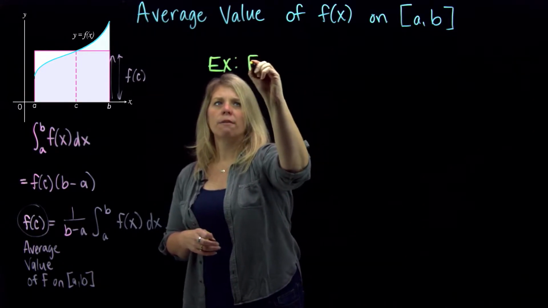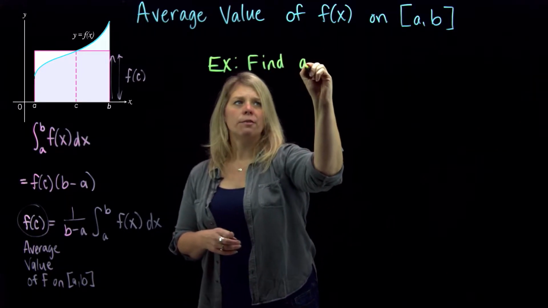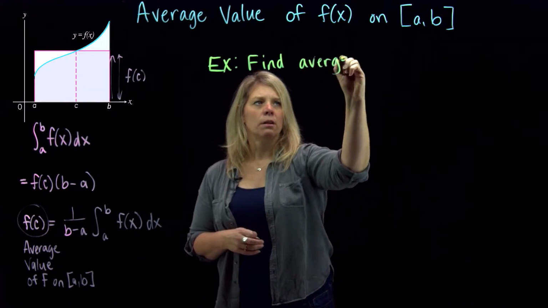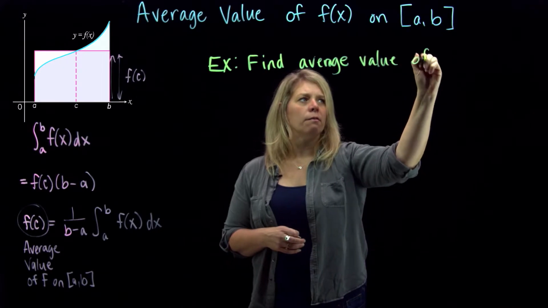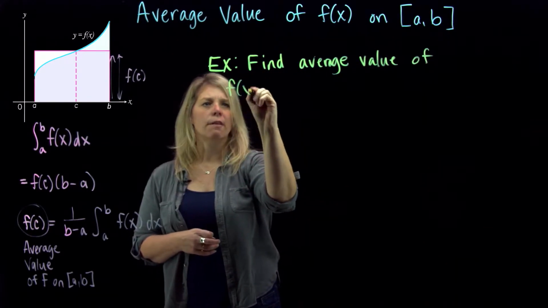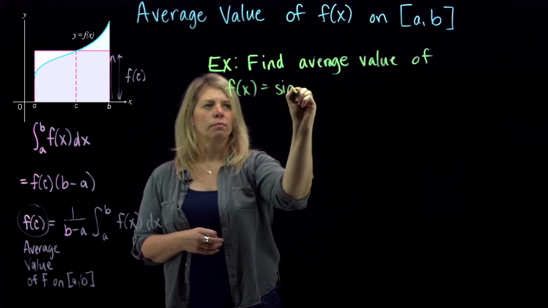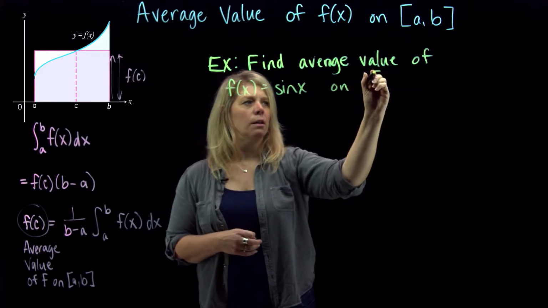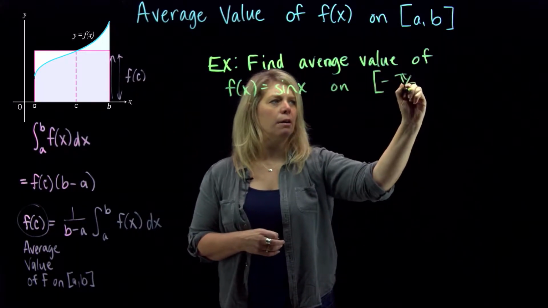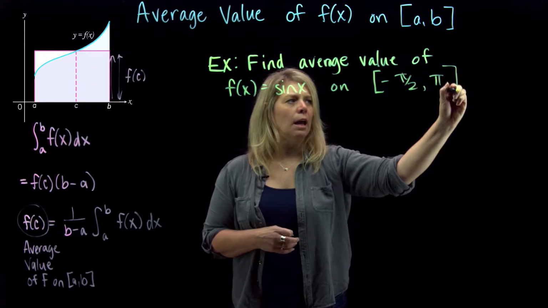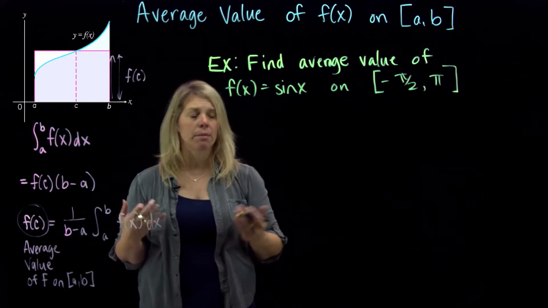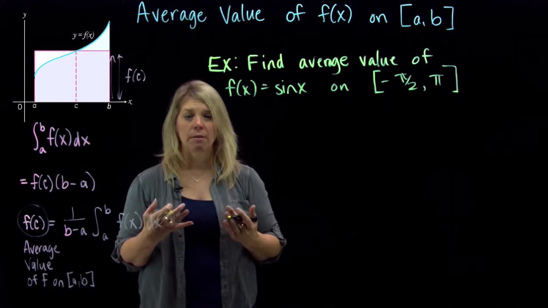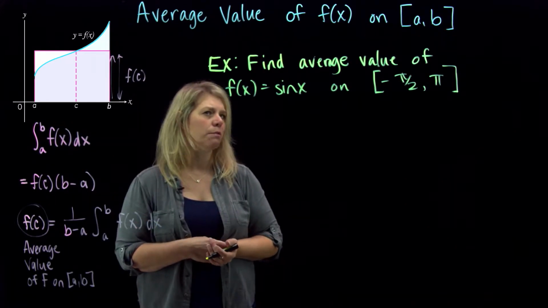Okay, so we're going to just look at an example using this. All right, so we're going to find the average value of f of x equals sine of x on the interval from negative pi over 2 to pi. And you don't necessarily have to draw a picture of this in order to answer this problem, but I'm going to draw a picture just to make sure that we are clear about what it is we're finding here.